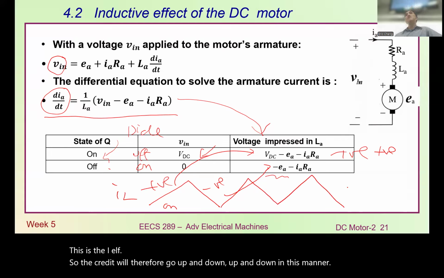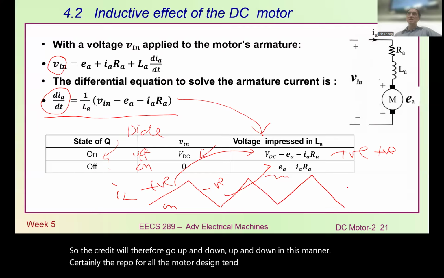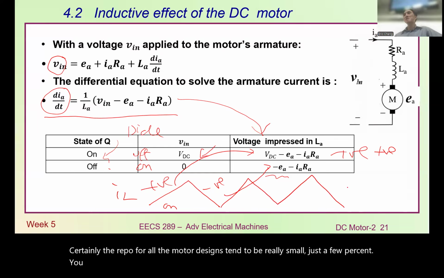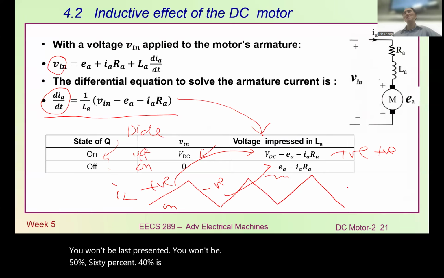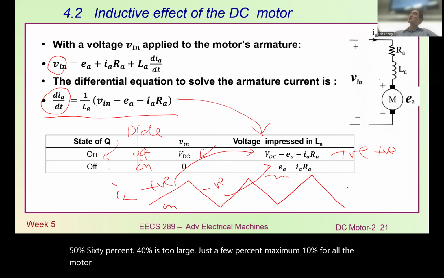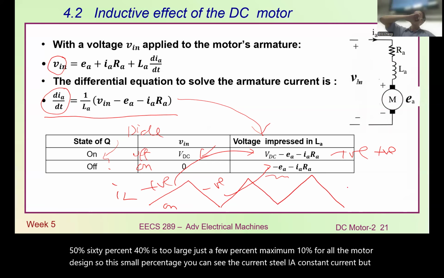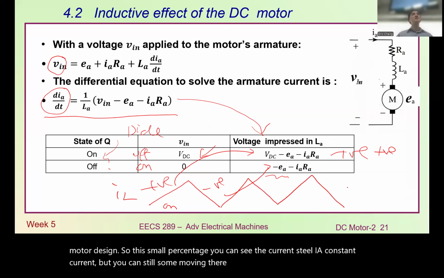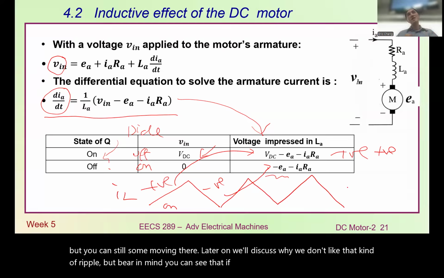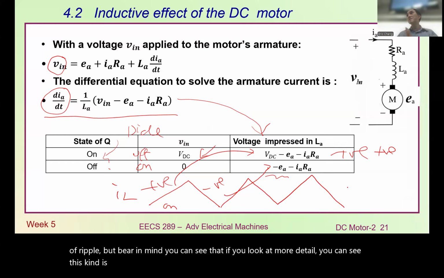Certainly the ripple for all motor designs tends to be really small, just a few percent. It won't be a large percentage. It won't be 50%, 60%, 40% is too large. Just a few percent, maximum 10% for all motor designs. With this small percentage, you can see the current is still IA, a constant current, but you can still see some movement there. Later on, we'll discuss why we don't like that kind of ripple. But bear in mind, if you look in more detail, this is the waveform we are going to see. Okay, you get that?